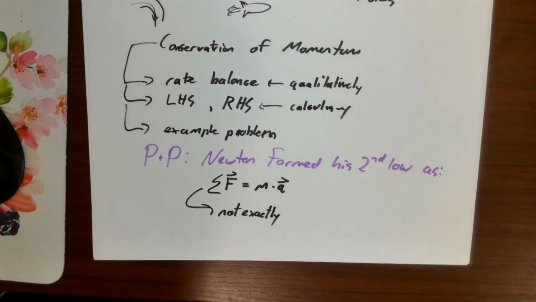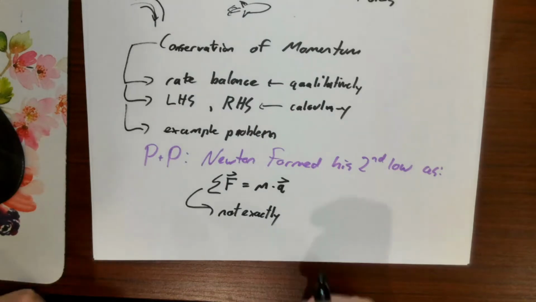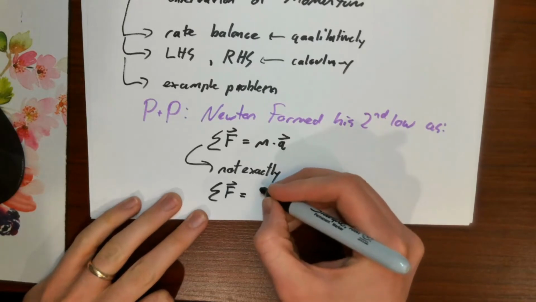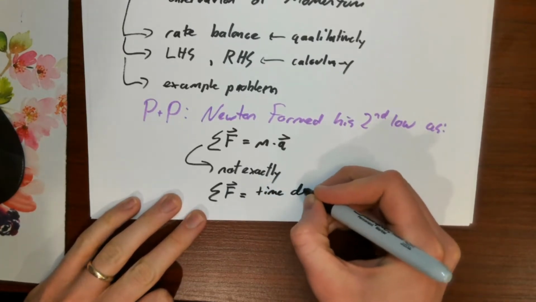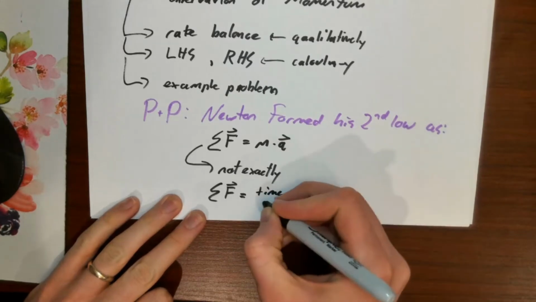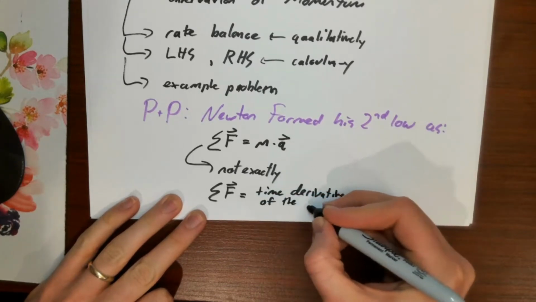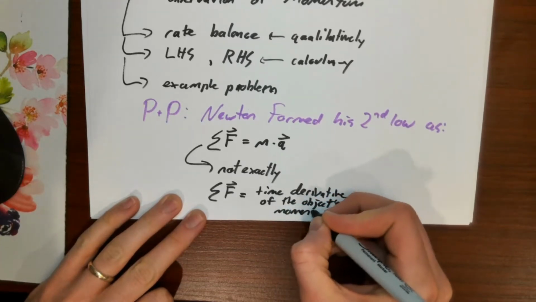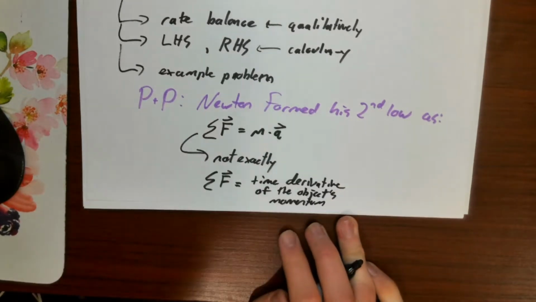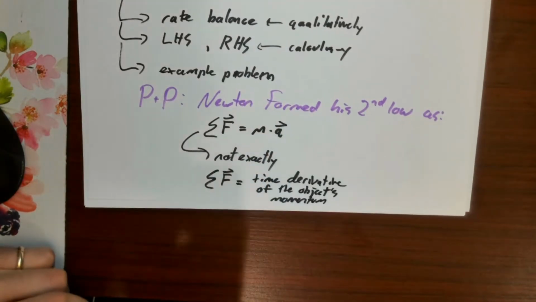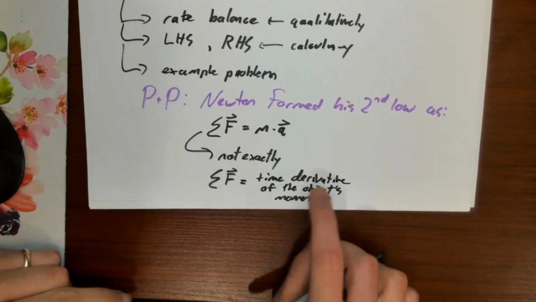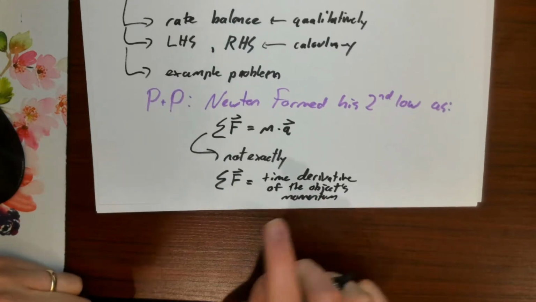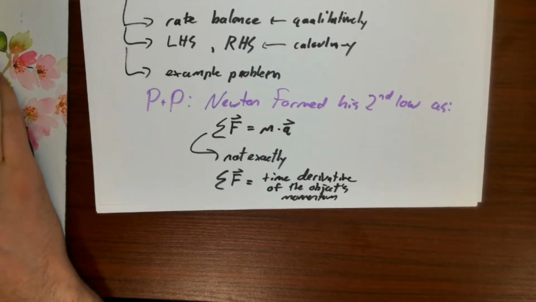It turns out that Newton actually formed his second law as the sum of forces is equal to the time derivative of the object's momentum. And it turns out that in some circumstances this is indeed equal to ma. But let's talk about what is this time derivative of momentum, and perhaps let's even give ourselves a quick refresher of what we mean by momentum.